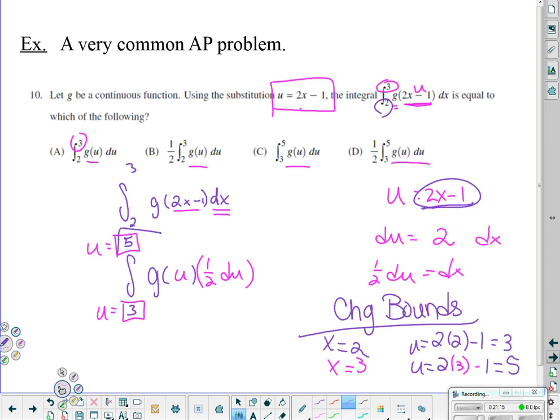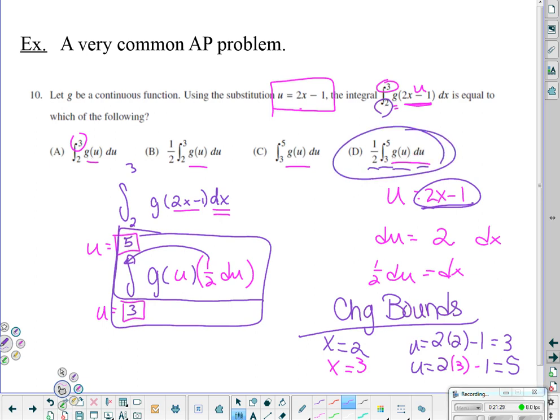So I'm looking for a multiple choice that matches. That means I could bring out this 1/2, couldn't it? 1/2, bounds 3 to 5, g of u du. I'm liking D.